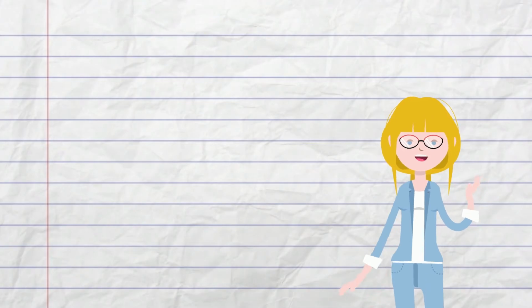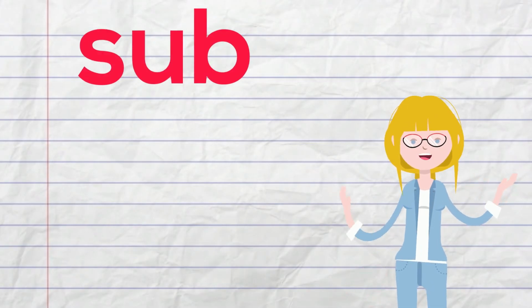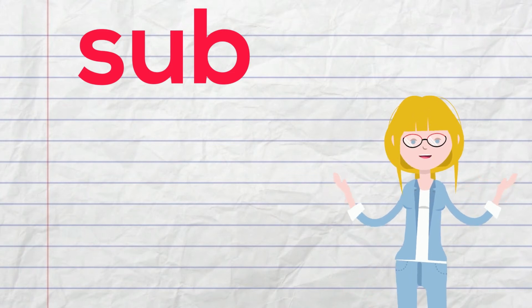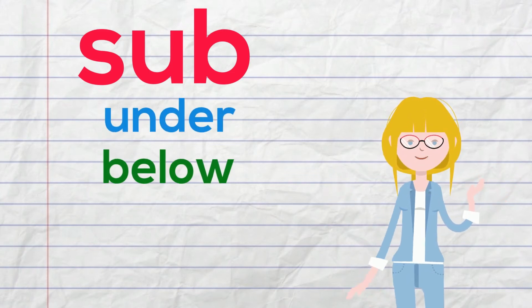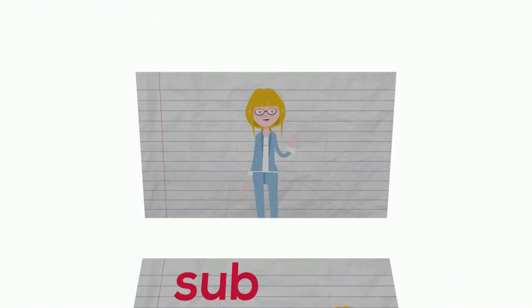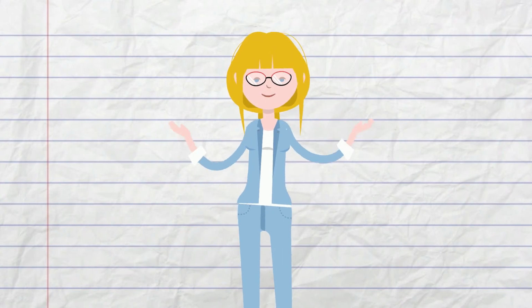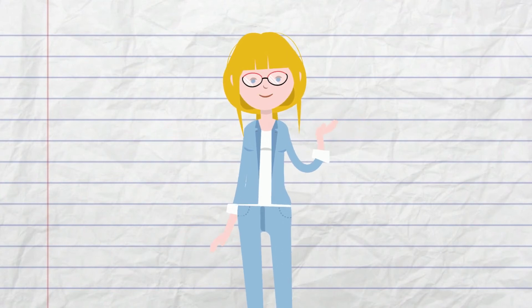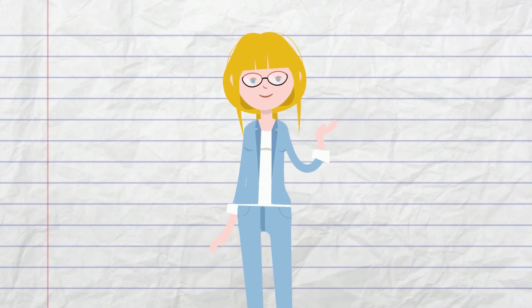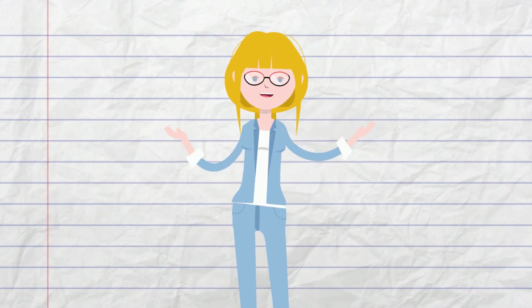Think of it this way. The prefix sub, as in subordinating or subordinate clause, is used with the meaning under, below, beneath, or secondary. A subordinate clause is secondary to an independent clause. It relies on the independent clause to make it a complete sentence. Let's take a look at a couple of examples.